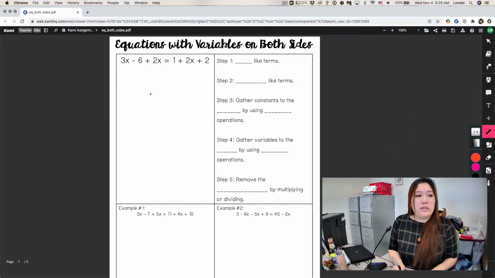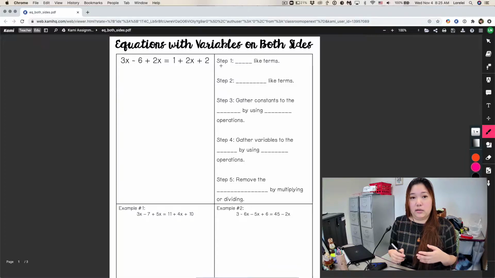Okay, so our equation here has 3x minus 6 plus 2x equals 1 plus 2x plus 2. So you can already tell right off the bat that the difference between this and the equations that we did before, like the ones you did last year in 7th grade, is that now you have x's on the left and we also have x's on the right. So that's why we say that these are equations with variables on both sides. What it means is both sides of that equal sign.